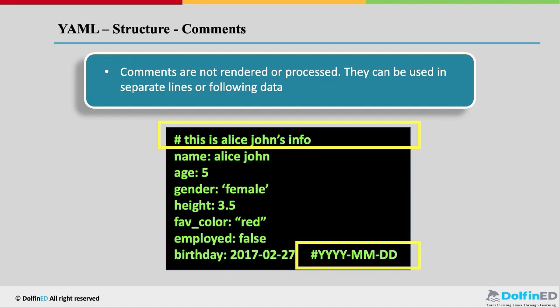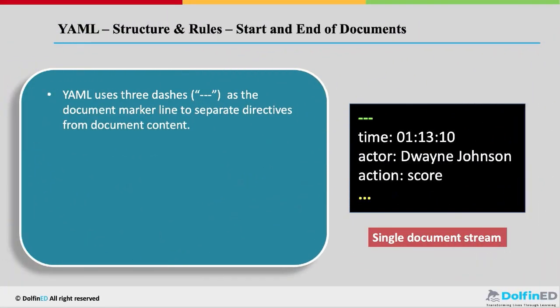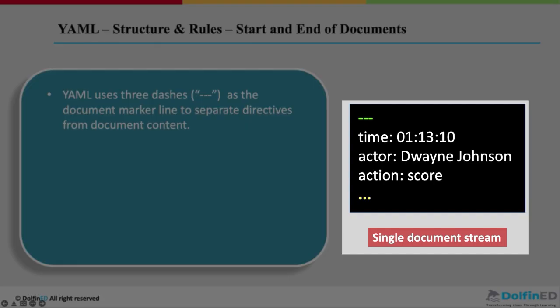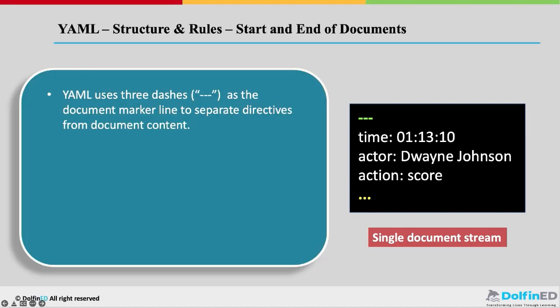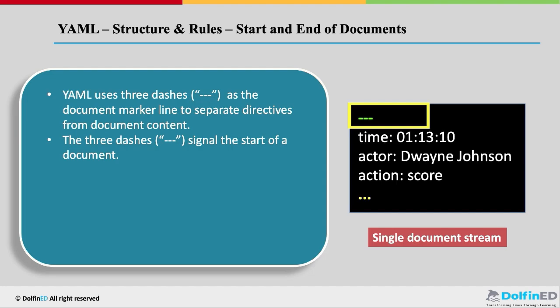It's simply a comment. If you want to represent data in YAML, this is sometimes called a document stream. Okay, and it could be a single document stream or multiple document streams. So you can represent more than one object in the same document. What signifies or marks the beginning of a document? That is going to be the 3 dashes that you see at the beginning. Hyphens or dashes, whatever you want to call it. Okay, so these are the signal that this is a start of a document.